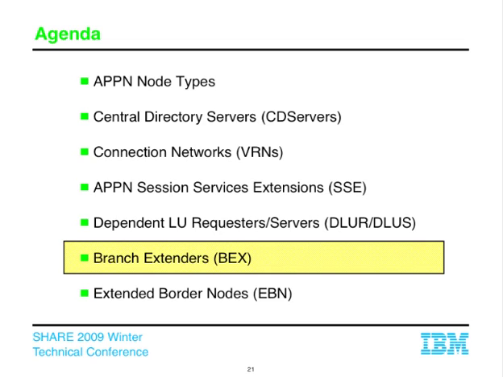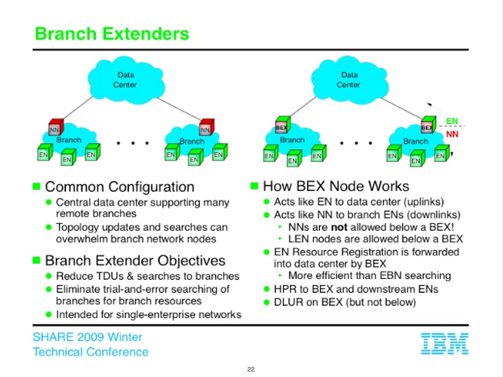Okay, the next chart here, the next few charts, are on the branch extender architecture. Branch extenders were invented in an ad hoc way to try to get around a customer problem that we were actually seeing in the field once the APPN product shipped.